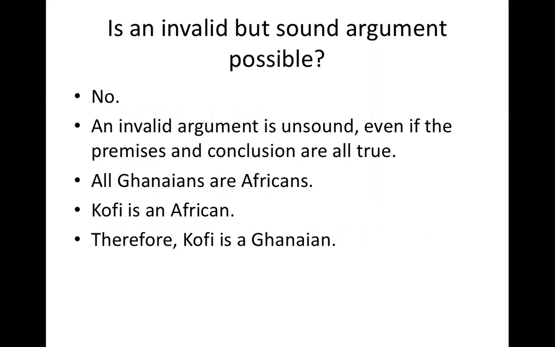Is an invalid but sound argument possible? No. An invalid argument is unsound, even if the premises and conclusion are all true. All Ghanaians are Africans. Kofi is an African, therefore Kofi is a Ghanaian. Now Kofi is an African. That affirms the consequent. So it is a fallacy of affirming the consequent. So the argument is invalid and it is also unsound.